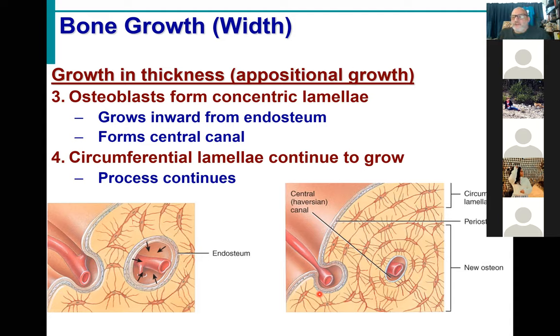Ariana, I'd be careful with your description. You've got the right idea, but I'm not sure you're completely comparing apples to apples. If you're going to grow the bone in length, that occurs in the epiphyseal plate. And remember, you don't have five epiphyseal plates. You have really two, one at each end of the long bone. And if you're going to grow in width, that occurs within the periosteum.